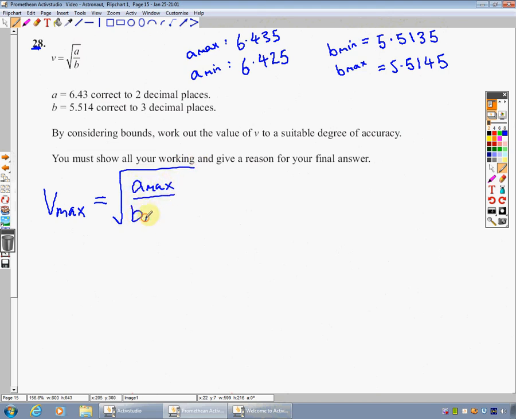So I'm going to have my A minimum and my B maximum. The reason for that is, if I cut my cake into a certain amount of parts, that's what the denominator is. The more parts I cut my cake into, the smaller each piece is, and A is how many pieces of cake I get.